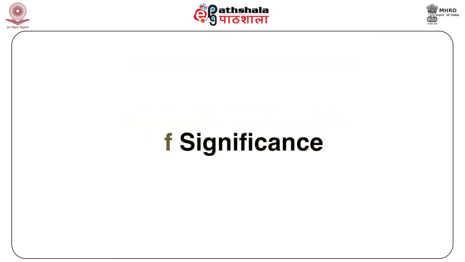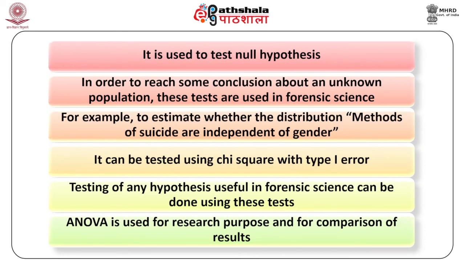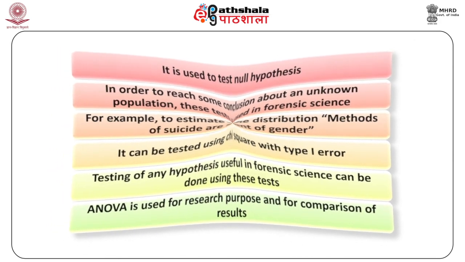Application of the test of significance. It is used to test the null hypothesis. In order to reach some conclusion about an unknown population, these tests are used in forensic science. For example, to estimate whether the distribution, that is, methods of suicide, is independent of gender, it can be tested using chi-square with type 1 error. Testing of a hypothesis useful in forensic science can be done using these tests. ANOVA is used for research purposes and for comparison of results.